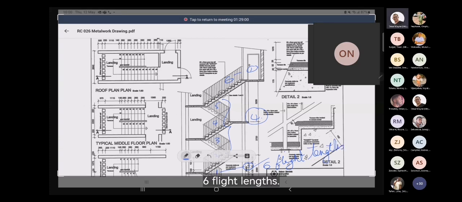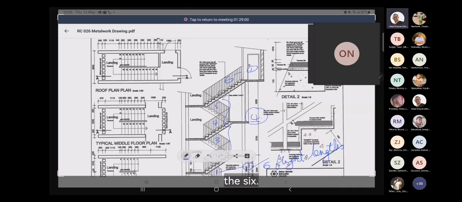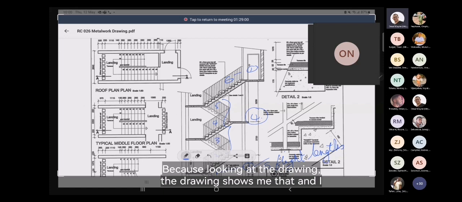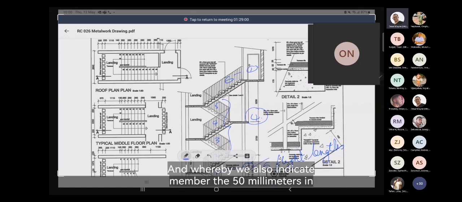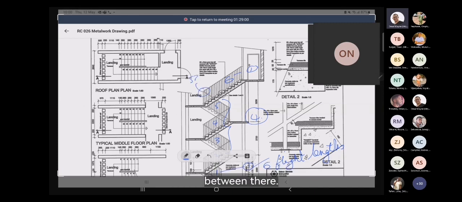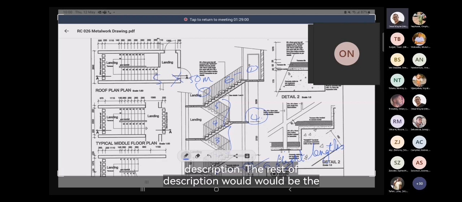6 flight lengths. I'm just showing you how I get to the 6. Looking at the drawing shows me that, and I then just take it from there. We also indicate, remember, the 50 millimeters in between there, that I have 5 of. That is how we go about it, and the rest of the description would be the same as per alternative A, where we calculated each one of them.